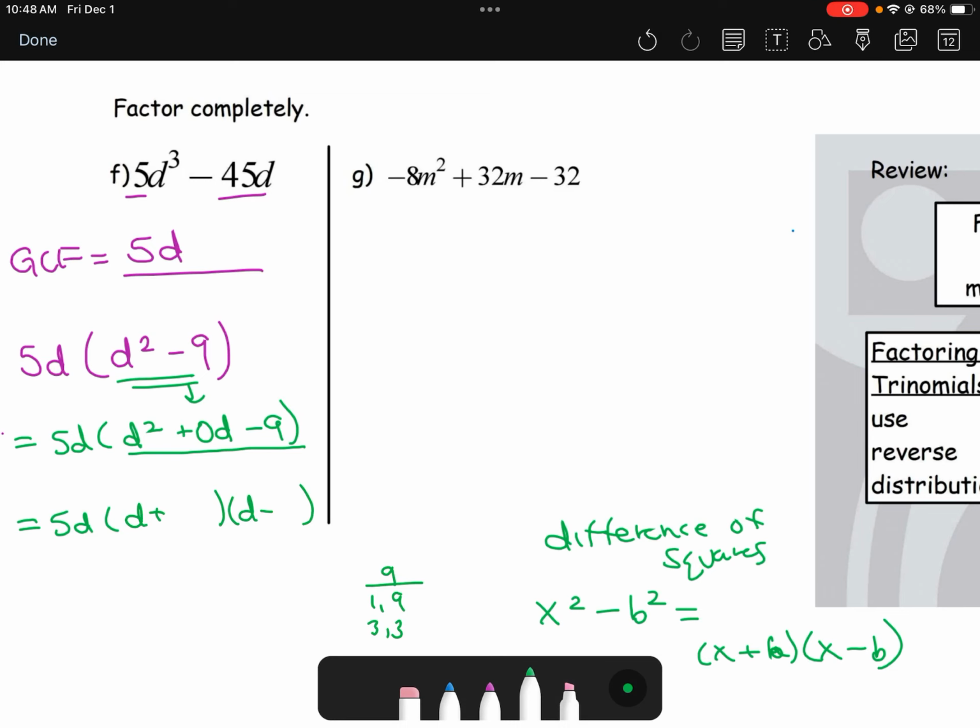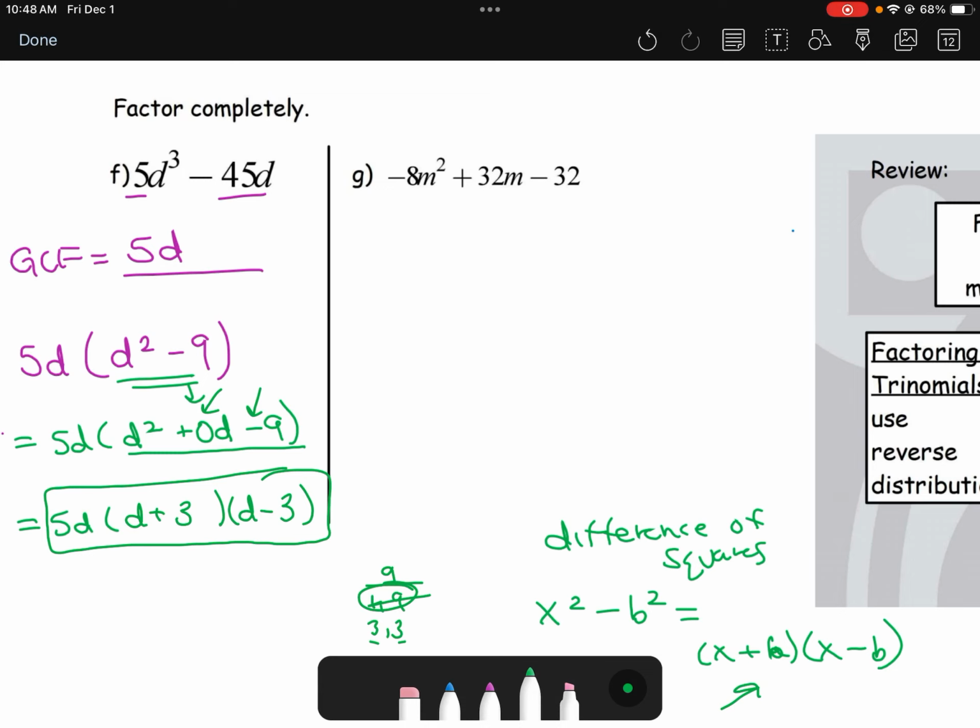So again, I want to look at it when I have factors of 9 that when I subtract, give me 0. Well, 1 minus 9 is 8, or technically negative 8, so that doesn't work. 3 minus 3 is 0. Okay, so since these are the same number, it doesn't matter where you put them. And there you go.